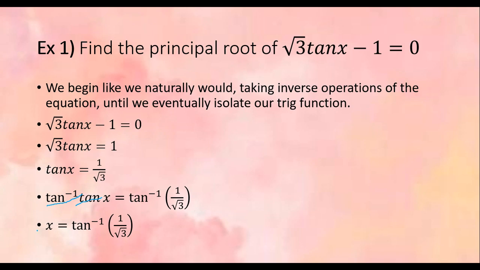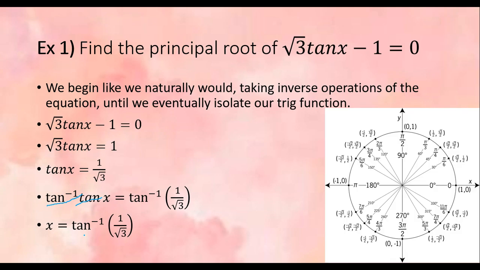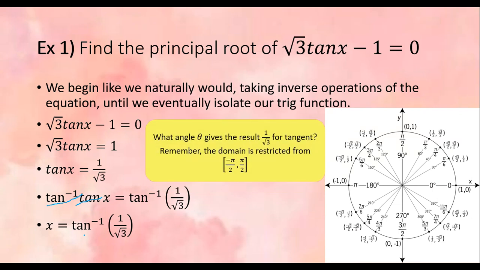Now, from your warm-up video, you guys should know what this means, okay? So this is saying that x is going to be equal to the inverse tangent of 1 over radical 3. What that's really asking, there's our nice unit circle coming back, is for what angle theta gives the result of 1 over radical 3 with the regular function tangent. Like, where is tangent equal to 1 over radical 3?